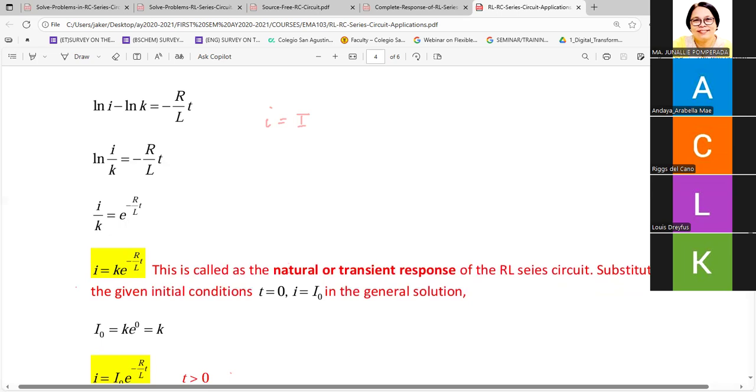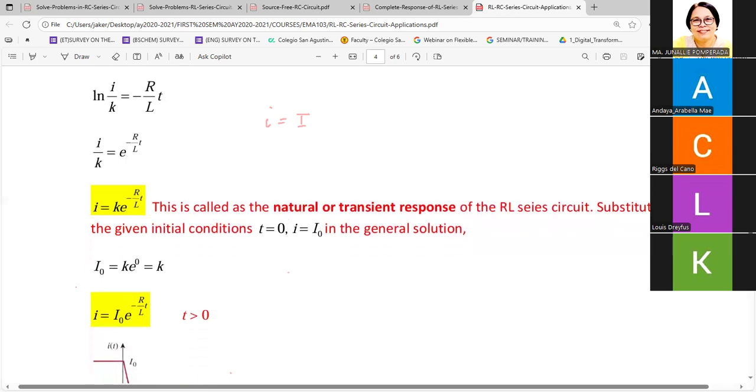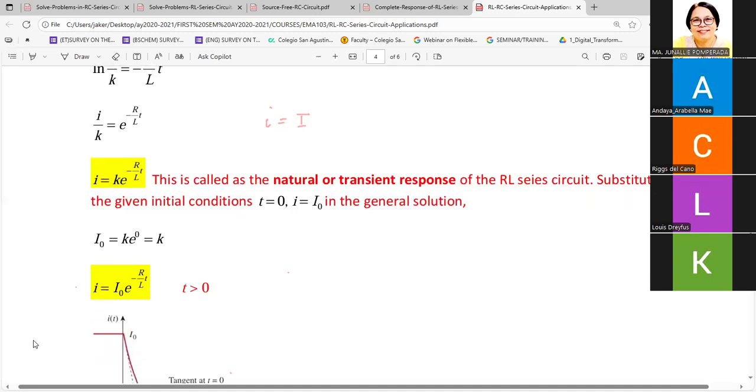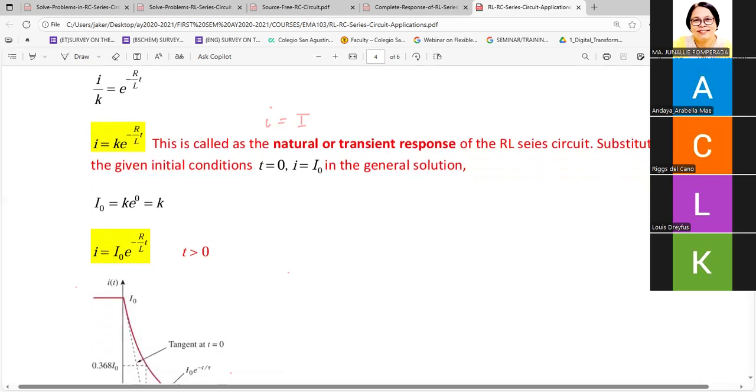So now for that circuit consisting of the resistor and the inductor without a current source, this is your formula that will allow you to solve the current given the time, the resistance, the inductance, and the initial current, whatever is the value of that. So this allows you to determine the current in the circuit, specifically given the time.